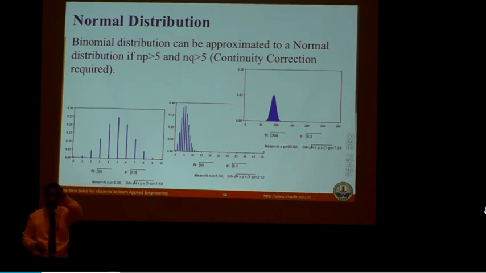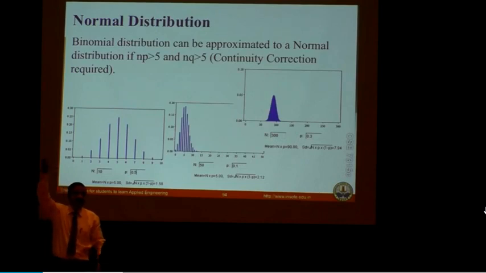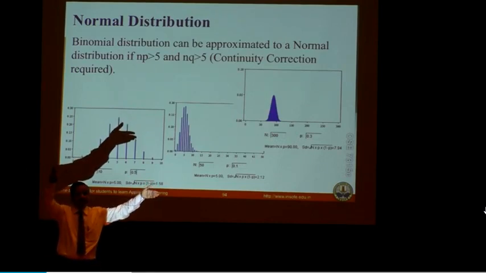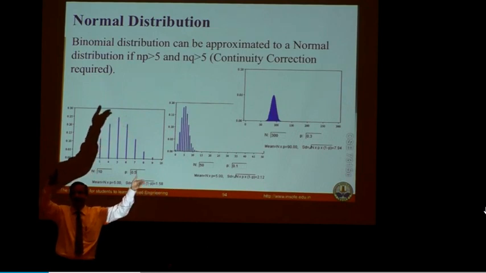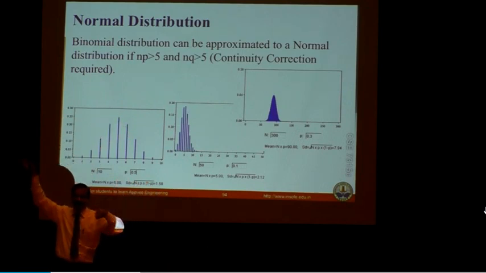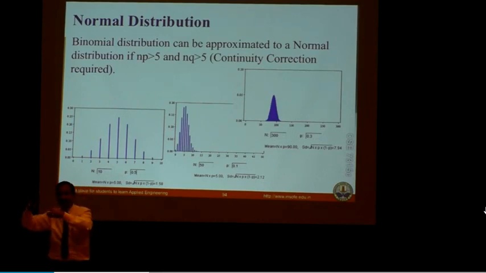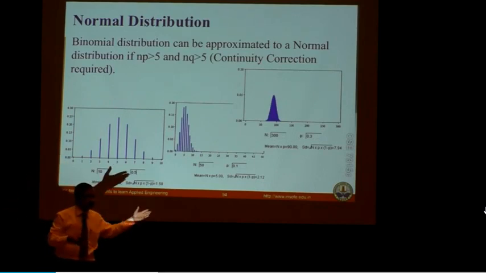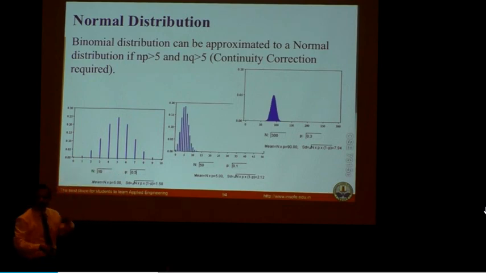And when you are approximating normal, you need the mean and variance. The mean of a binomial is NP. The variance of a binomial is NPQ. So you don't need to get the mean and variance separately. You just use NP and NPQ and then use the normal distribution method of finding probabilities. Okay. There is something called continuity correction that I will talk about tomorrow. This is binomial approximated to normal. NP and NQ both have to be more than 5.